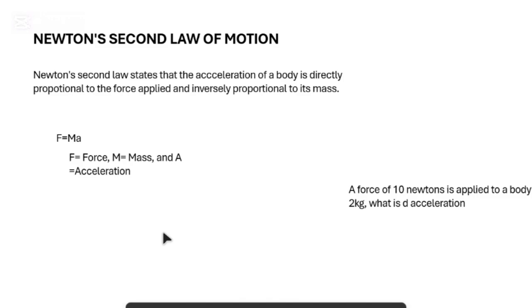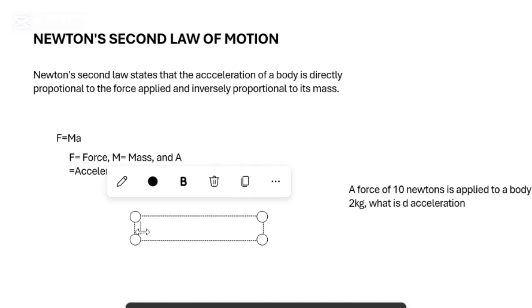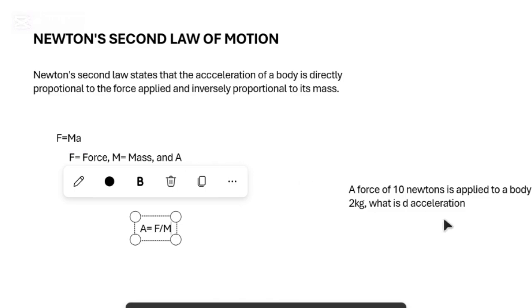Now, using the formula F equals ma, a equals F all over m. We'll make a the subject of the formula because we're looking for acceleration, and then you get a equals F over m.